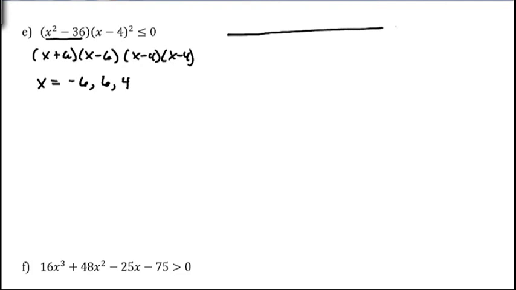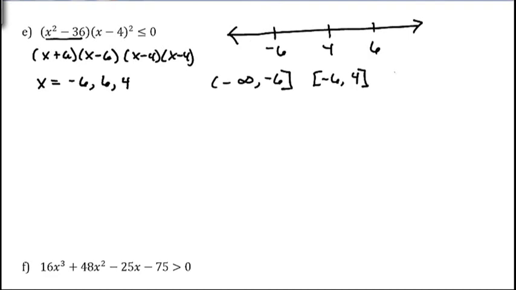So we're going to put those three numbers on our number line. Negative 6, 4, and 6. Make sure that you put them from the smallest to the biggest, going from left to right. And so we have four intervals again to test. Negative infinity to negative 6. There is an equal sign this time, so we need a square bracket. Negative 6 up to 4. 4 to positive 6. And the last interval from 6 to positive infinity.